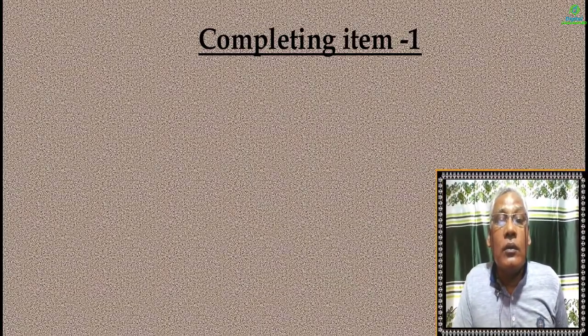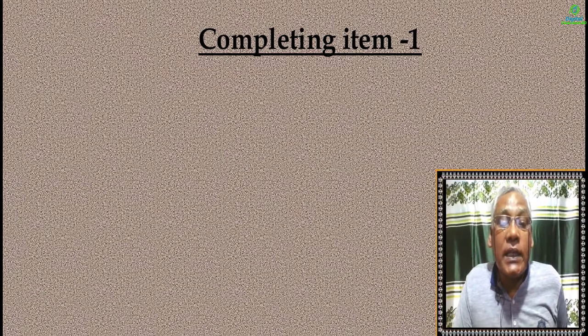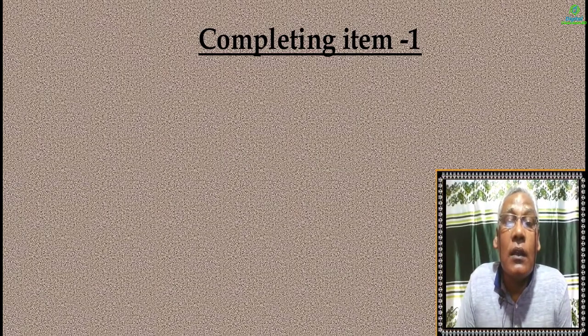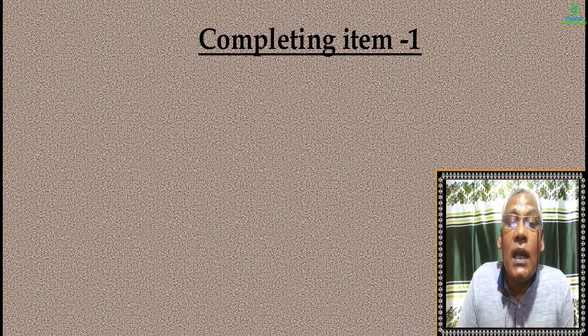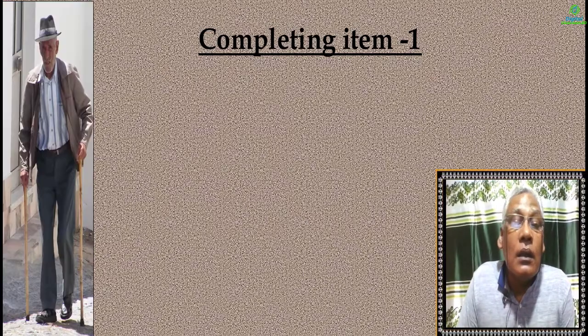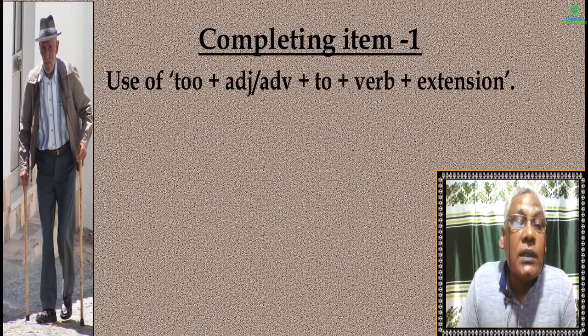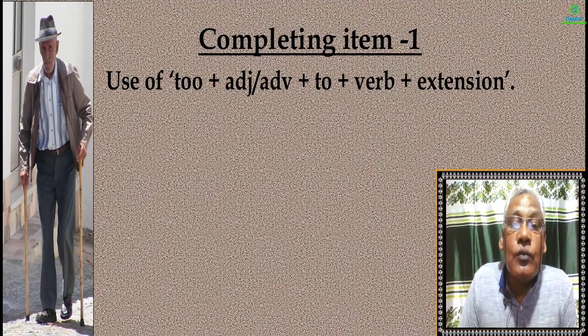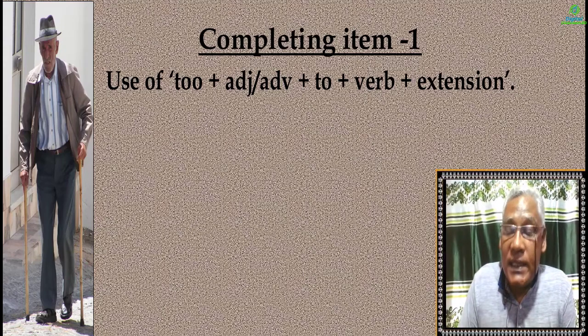Now we are proceeding to the techniques or methods of how we can complete a sentence. Completing item number 1. Look at the picture. Use of too plus adjective or adverb plus to plus verb plus extension. Notice the structure, please.